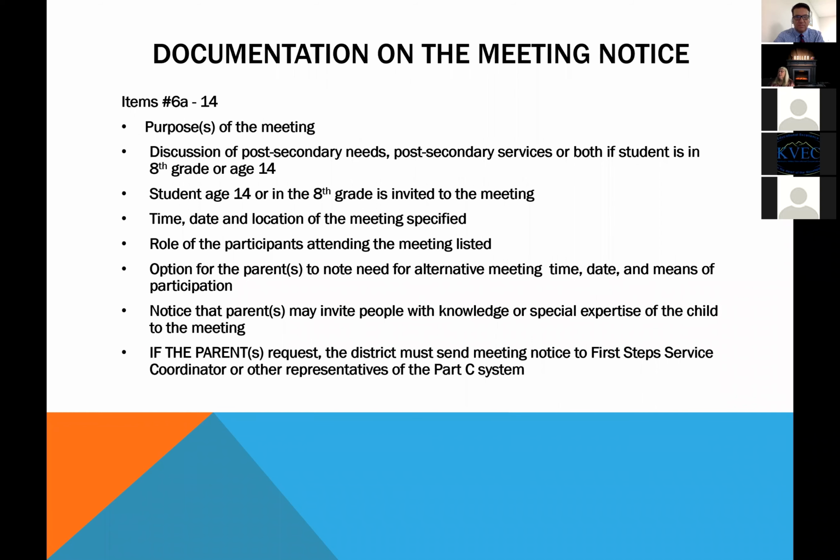The next one is a pretty large one. It's item 6A through 14. What we do is we look at the purpose, and we have to make sure that we have a discussion of the post-secondary needs, post-secondary services, or both if the student is in 8th grade or age 14.